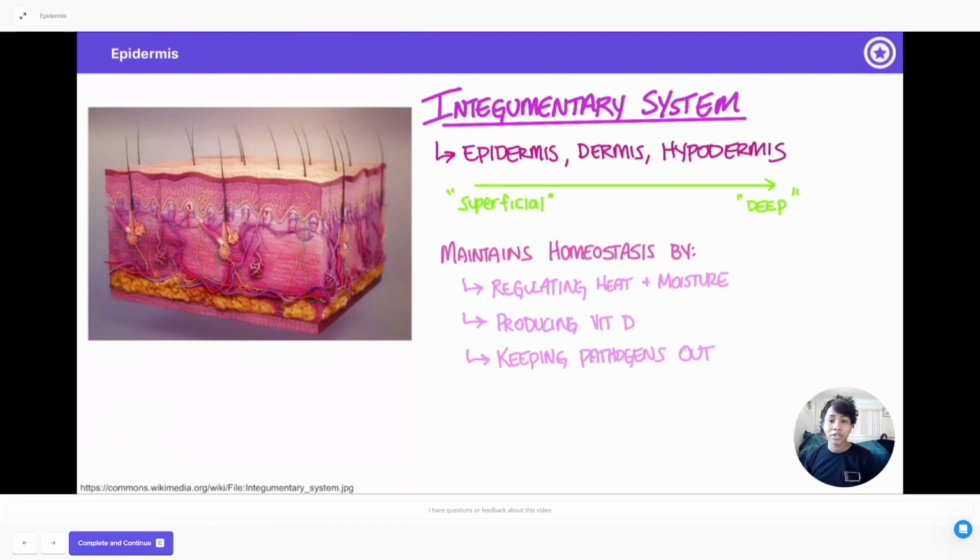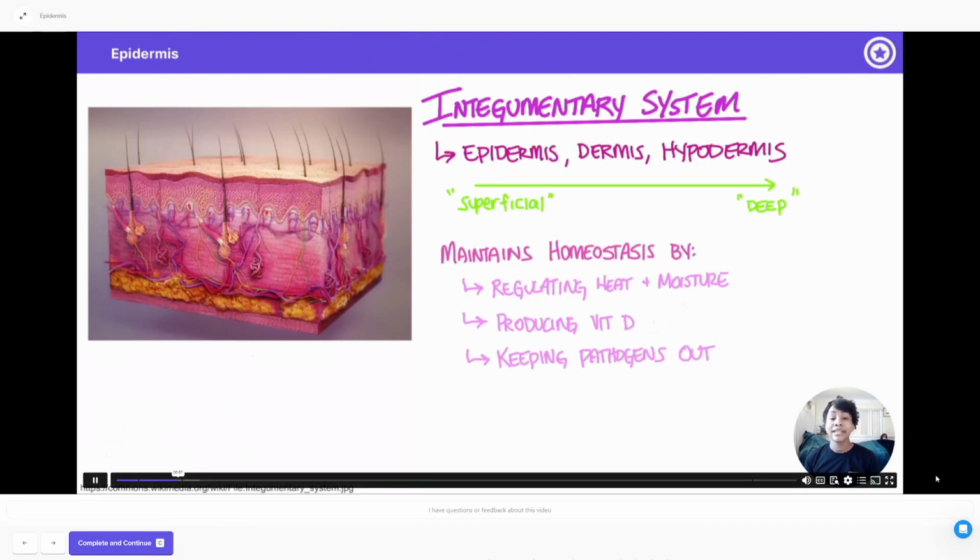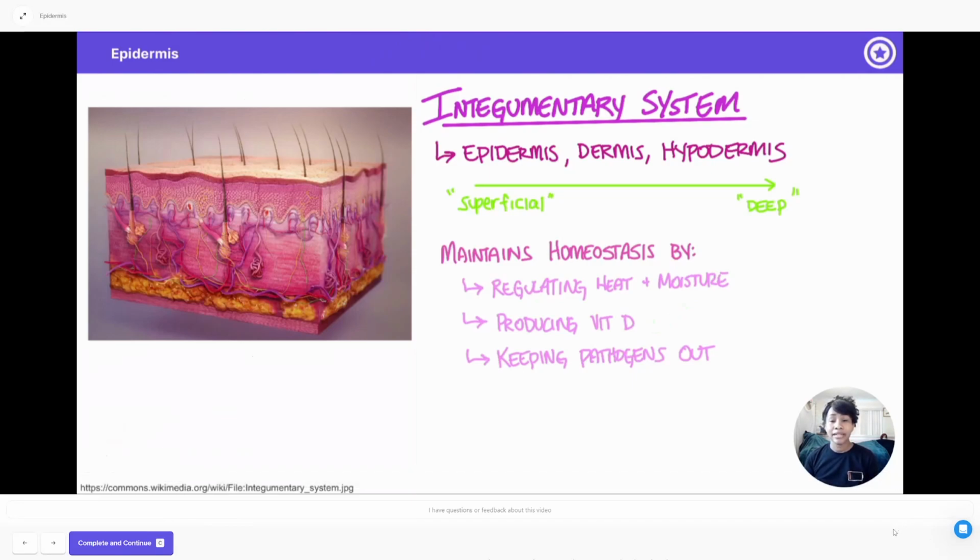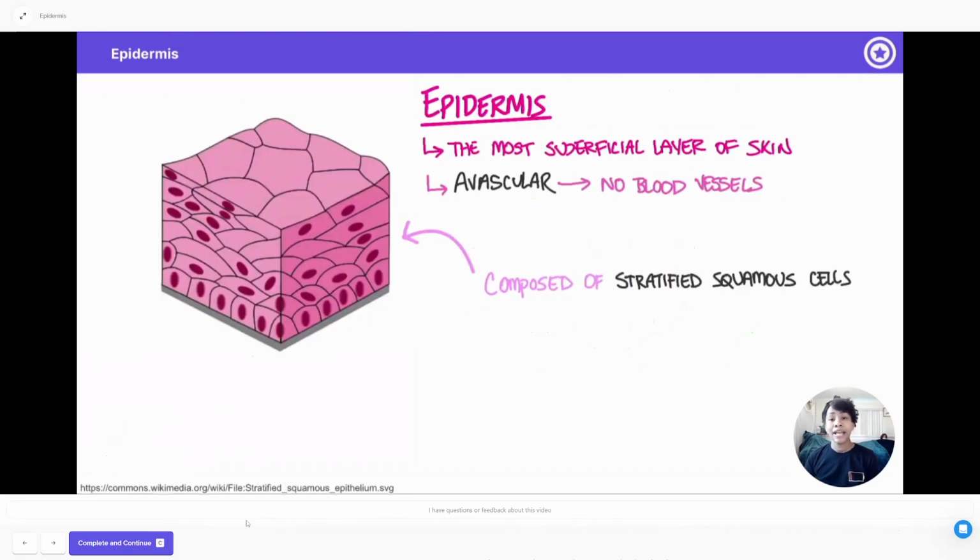Another thing that happens in our skin that's really important is the production of vitamin D, and this happens when we receive exposure from sunlight. So vitamin D actually plays an important role in our skin by basically helping to maintain cell growth and metabolism. And lastly, the skin acts as a physical barrier as it's able to keep pathogens out. Now in this video we're going to talk mostly about the epidermis, and we'll go over the other layers of the integumentary system in later videos.